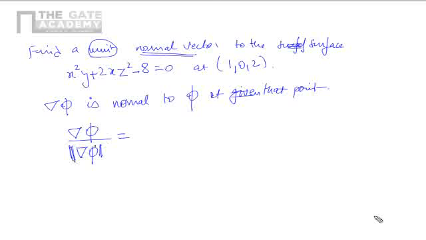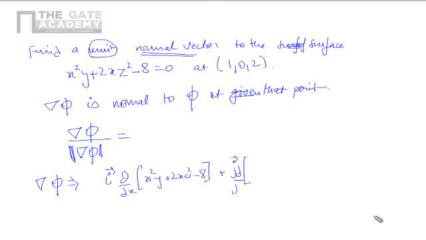Clear? So find del phi divided by mod of del phi at that point. That's what is the answer. So what is del phi? Del phi is nothing but, for the given vector, dou by dou x of x square y plus 2xz square minus 8, plus j vector times dou by dou y of x square y plus 2xz square minus 8, plus k dou by dou z of x square y plus 2xz square minus 8.